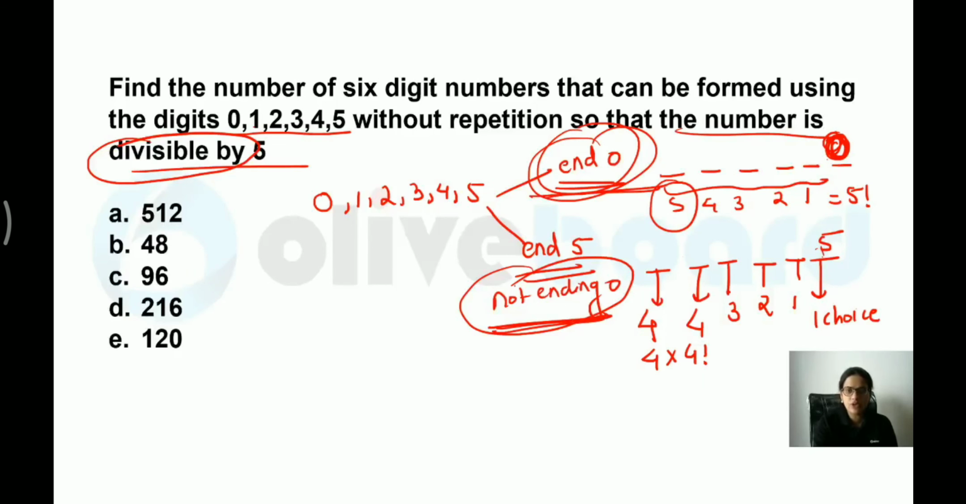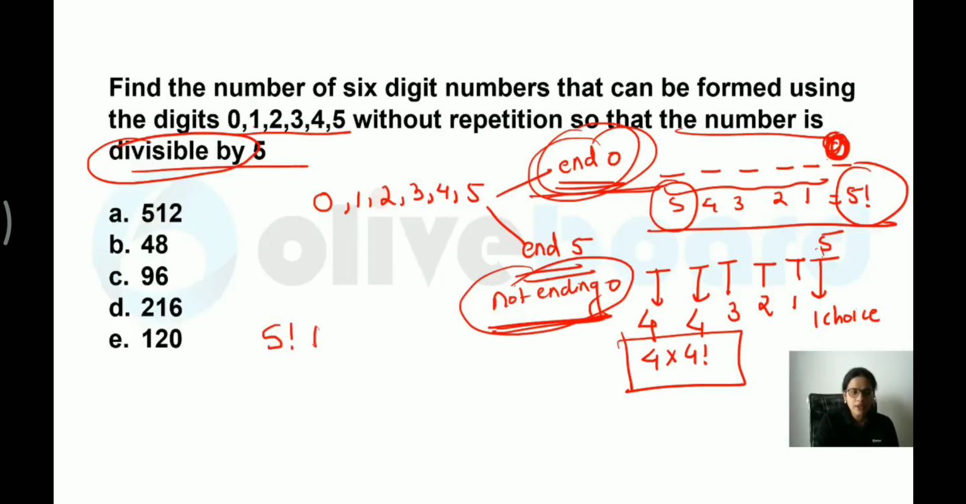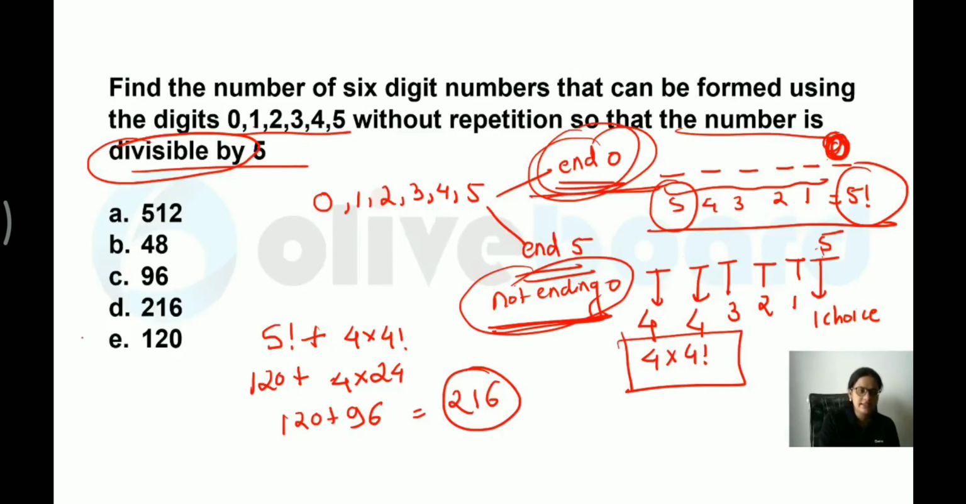So both of these choices you have to add, because of the fundamental principle of addition. So 5 factorial cases in the first case, either this case will happen or the second case will happen. So what will you write? 4 into 4 factorial. You can calculate how many total cases there are. This is 120, and this value is 24 into 4. You can check what value you get. That would be your answer in this case. If you calculate the answer, 216 cases would be there.